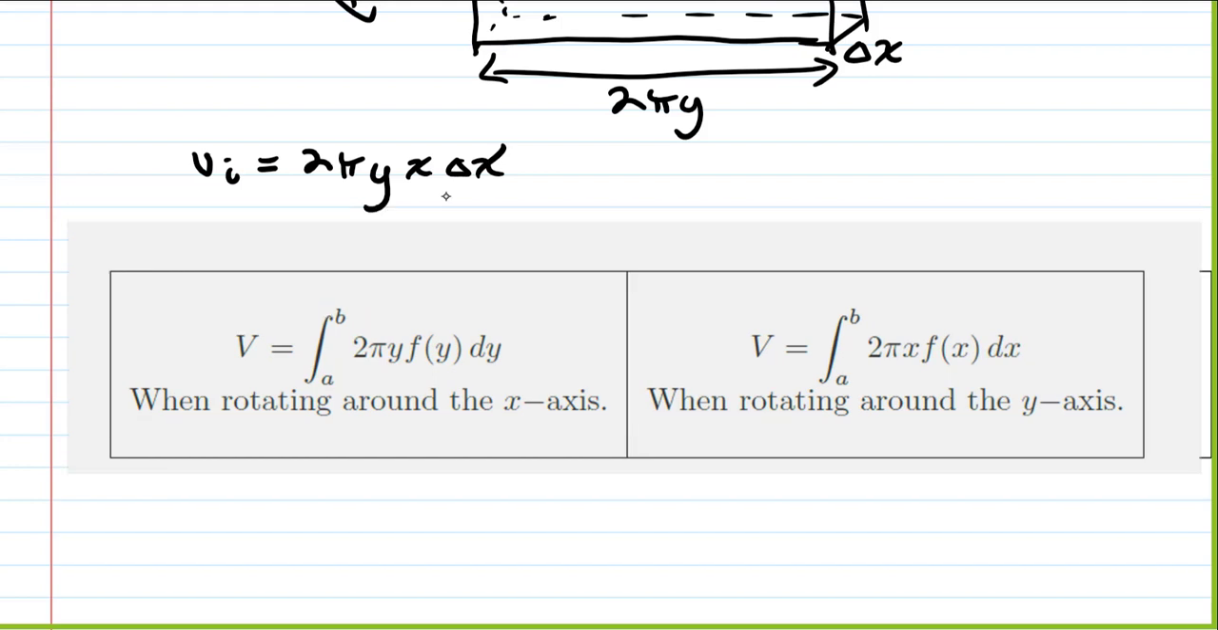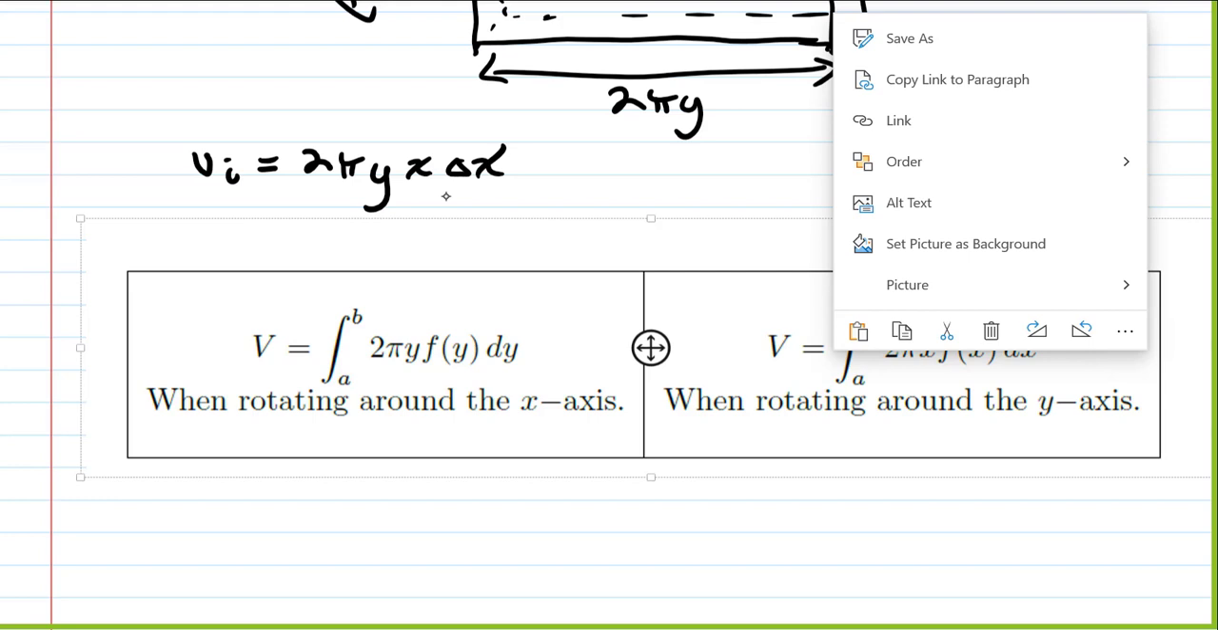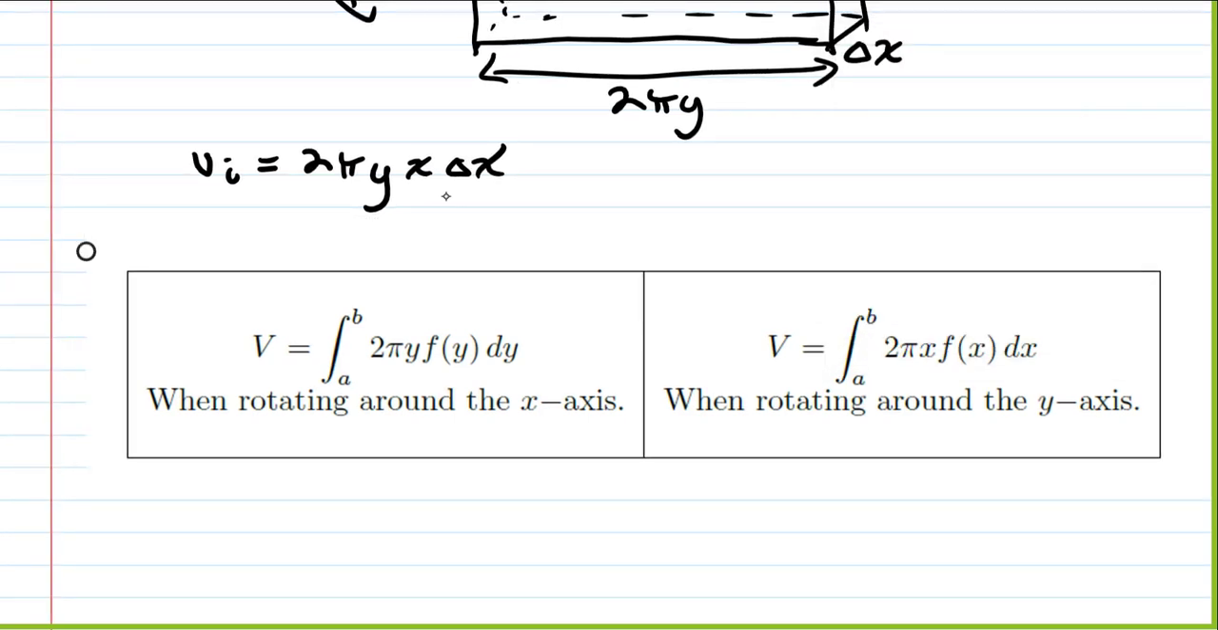So our volume is going to be 2 pi y f of y dy, or V is equal to 2 pi x f of x dx. So notice, when we use our function of y, we are rotating around the x-axis. If we use a function of x, when doing cylindrical shells, we are rotating about the y-axis.